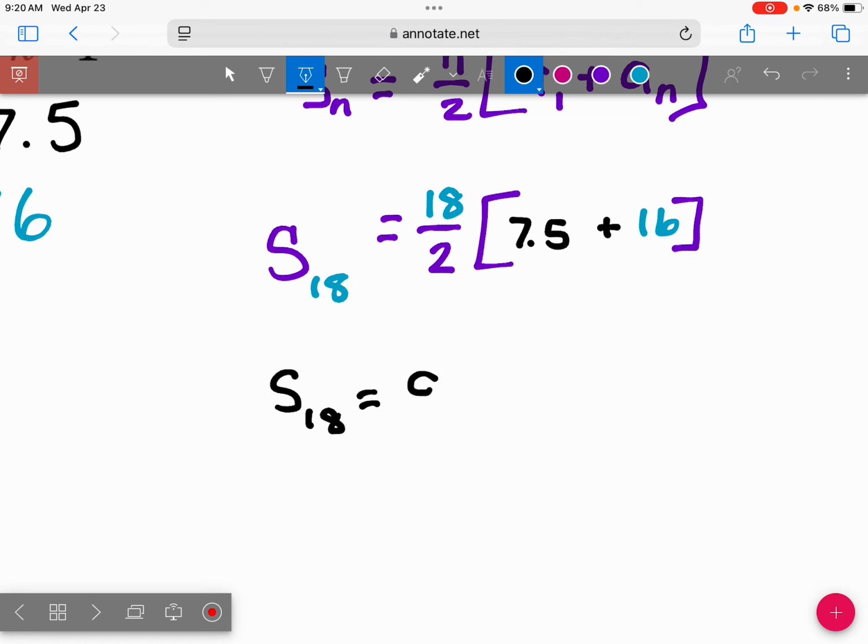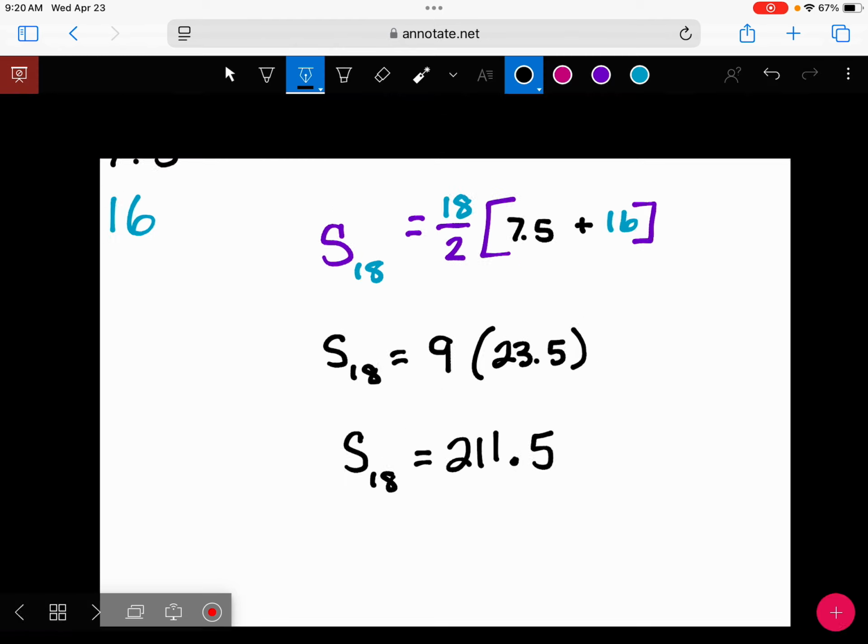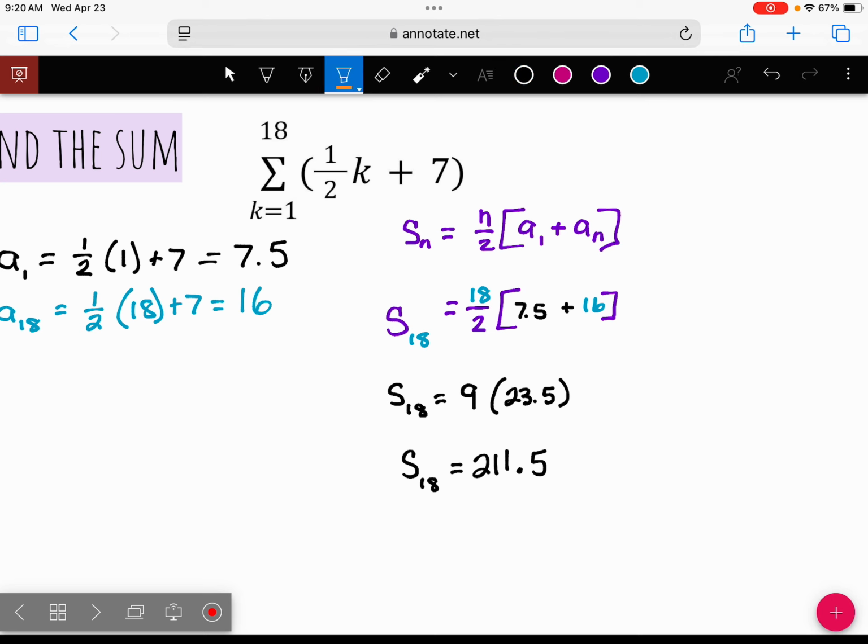18 over 2 is 9. And our 7.5 plus 16, 23.5. So we can do 9 times 23.5. So the sum of these 18 values would be what? 211.5. So this is our answer here. That's our sum.